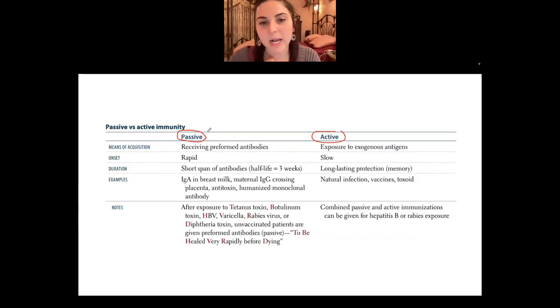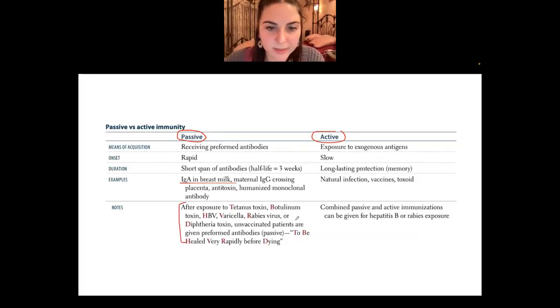It's the same as IgG crossing the placenta. The baby's not making IgG. It's just getting IgG. IgA in breast milk. When mom is feeding the baby with breast milk, the baby's just getting IgA. It's not making IgA. It's just getting it. Okay.